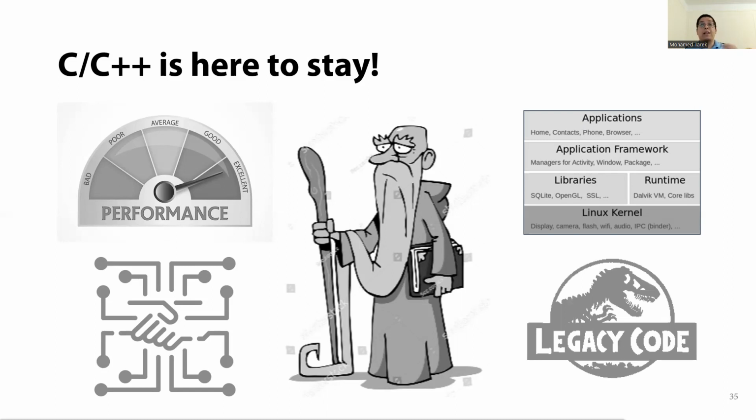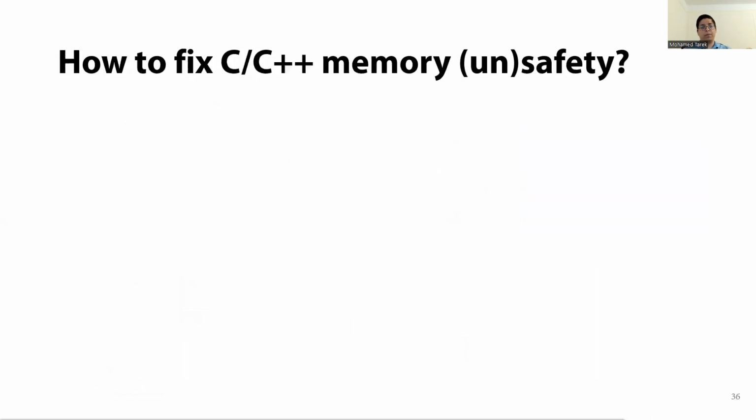The last reason is legacy code. There is a vast amount of legacy C code deployed throughout the world in operating systems, web browsers, and even simple embedded software. Such systems consist of millions of lines of C code, preventing the complete transition away from C or its variants anytime soon. So it seems that C and C++ are going to stay with us for some time. Is there anything we can do to fix their memory unsafety issue?